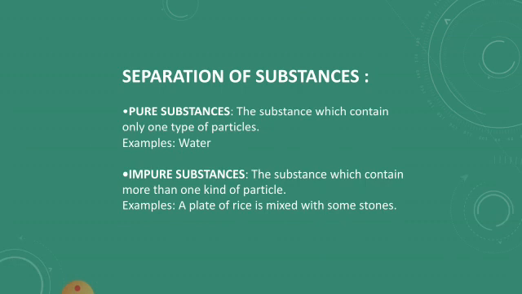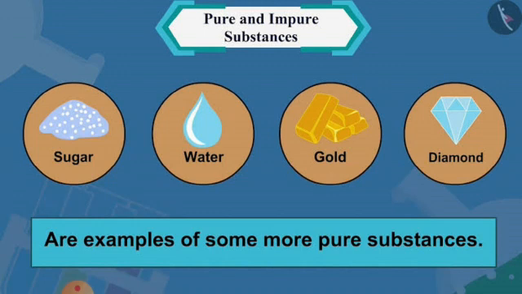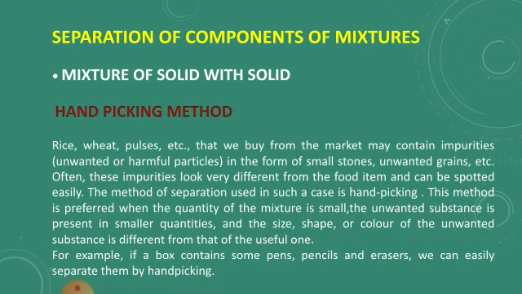For example, a plate of rice is mixed with some stones. So all are able to understand these substances? So these are some examples of pure and impure substances: sugar, water, gold, diamond. Okay. Now next one, separation of components of a mixture.